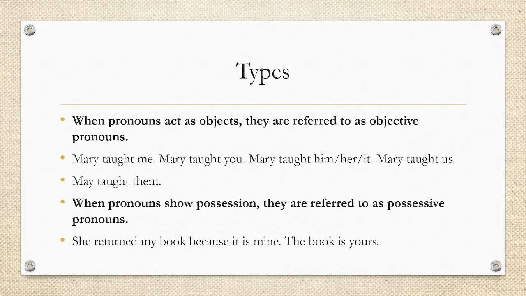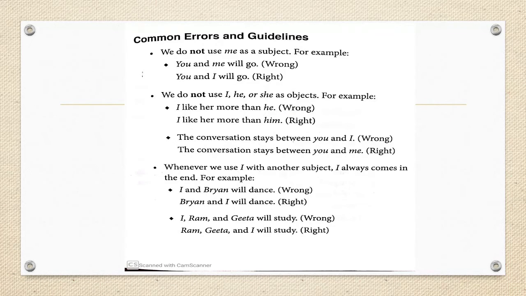So when pronouns show possession, they are referred to as possessive pronouns. For example, she returned my book because it is mine. Now it is possessive because that book is mine. Therefore, she is returning my book. And the book is yours. This is your book. That is the possessiveness. Here you can see.